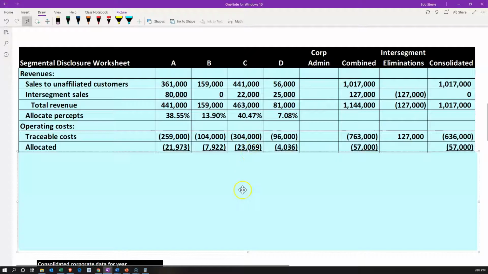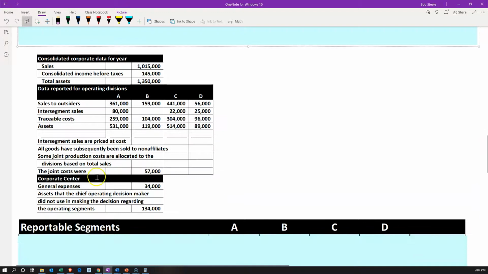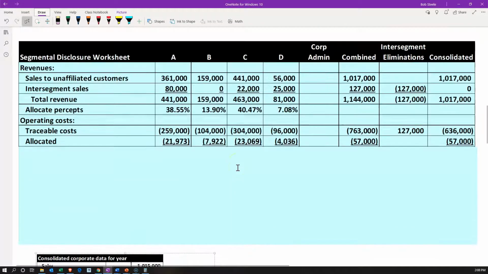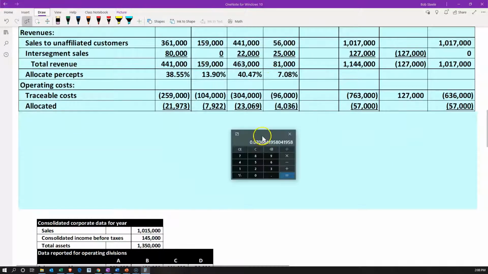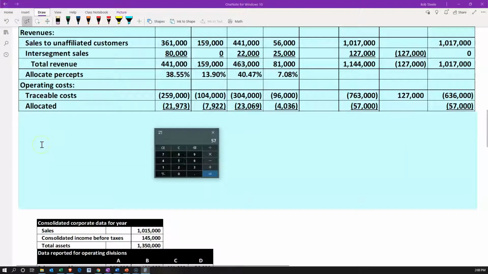Then we have the allocated amount that we're going to be allocating for this item down here. So it said some joint product costs are allocated to the division based on total sales. So these are going to be allocated based on the total sales. The joint costs were 57,000. So remember that number, 57,000, and then we're going to multiply those times our allocation percent up top. So we'll just take that 57,000 times, now these are rounded numbers, so they're not exact, 0.3855, and that's going to give us about this 21,973.